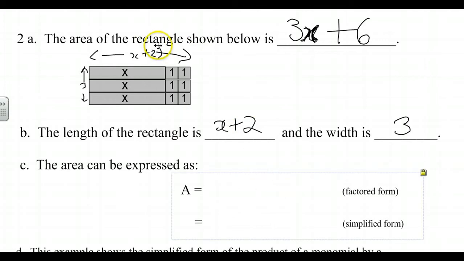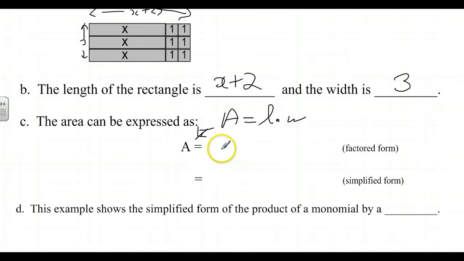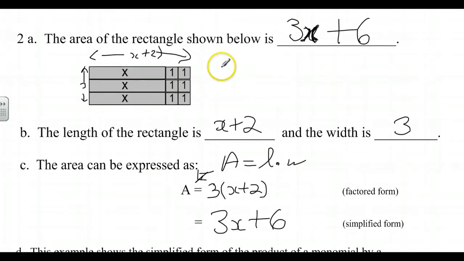So, the area can be expressed as, let's go here. Remember, area is length times width. So it's x plus 2 times 3. Okay, I'm going to write the 3 in front. So it's 3 times x plus 2. That's factored form. We have brackets, right? And we want simplified form, which is 3x plus 6. Using some math, we got the same idea as this picture of the area where we could count 3x plus 6.